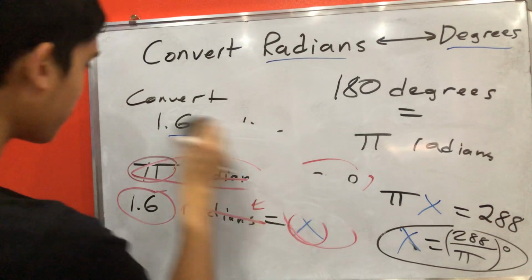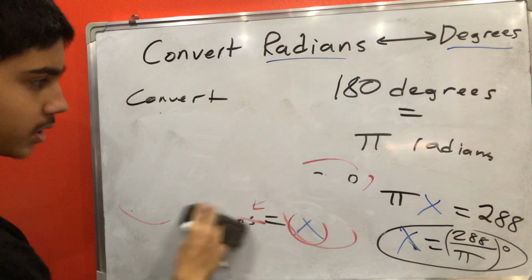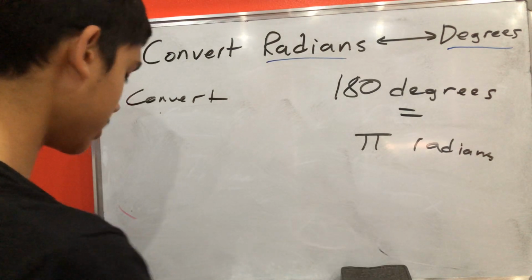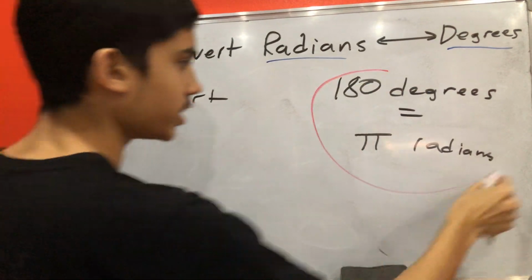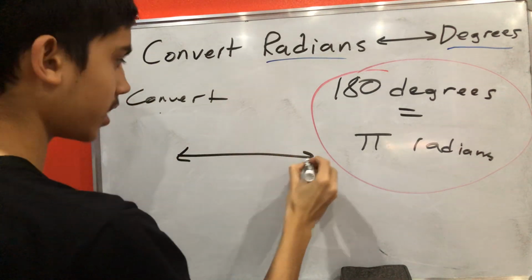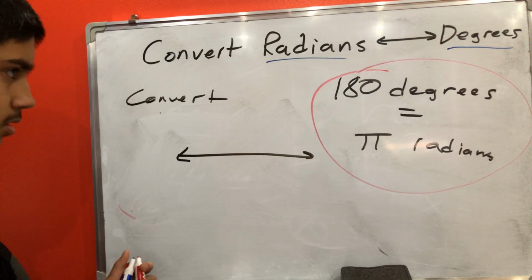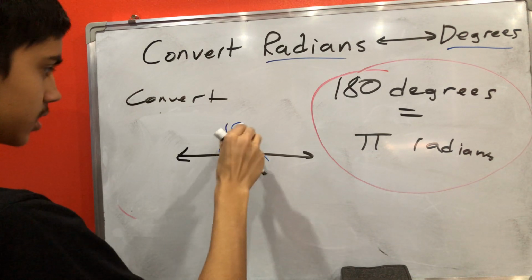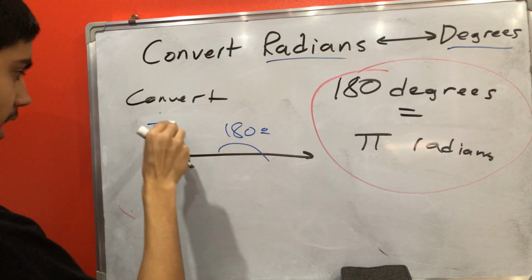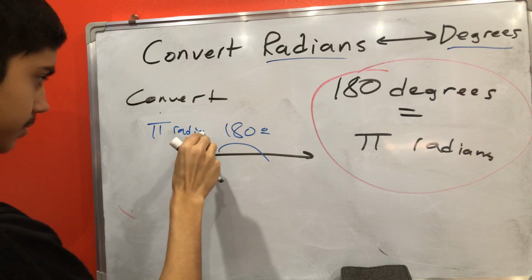Now let's do a couple more examples, like the backwards way, degrees to radians, radians to degrees, all of that. So remember, this is just our rule. We just have to remember 180 degrees is equal to pi radians. On a circle or on a line, this is 180 degrees, this is the degree symbol, or pi radians. Okay?